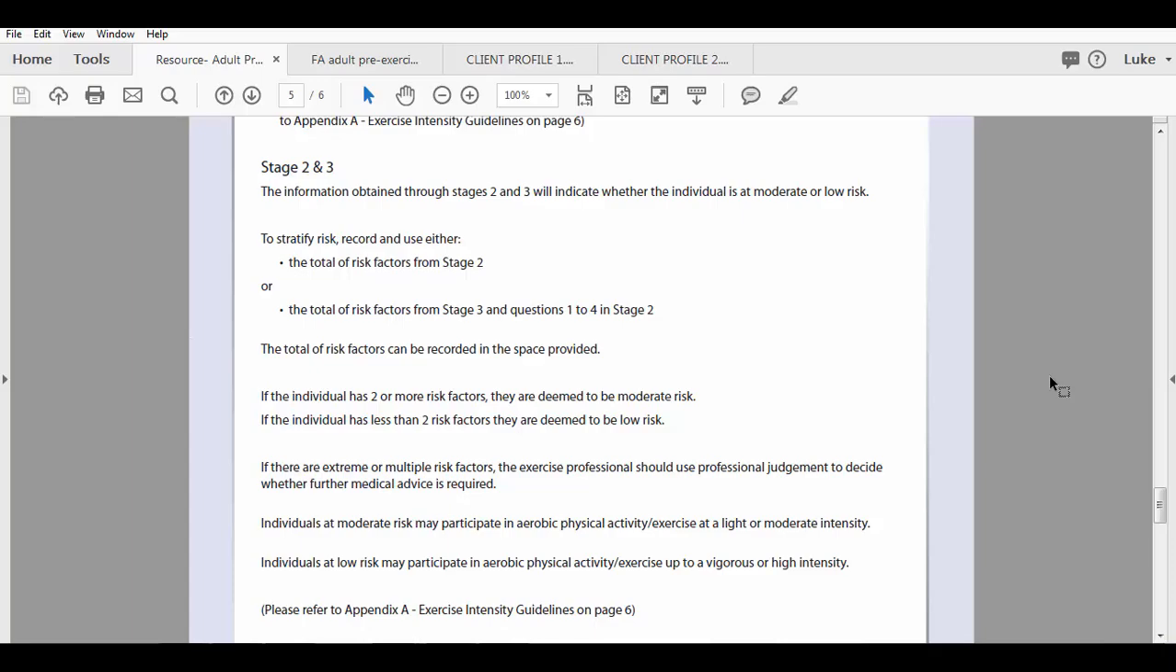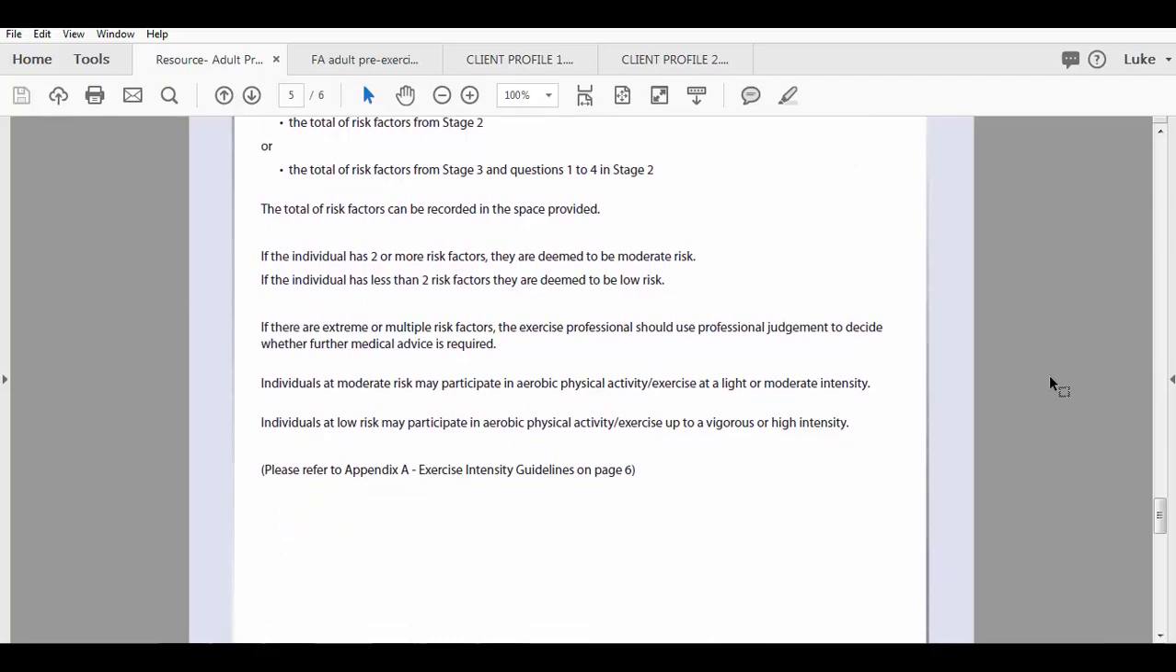So you've got 2 options for stratifying risk. You can either take the total risk factors from stage 2, questions 1 to 8, or you can take the total risk factors from stage 3 and questions 1 to 4 of stage 2. Now, what you guys will need to do as personal trainers in this course is option 1 there, which is get the total of the risk factors from stage 2. Don't worry about stage 3, you don't need to complete that stage.